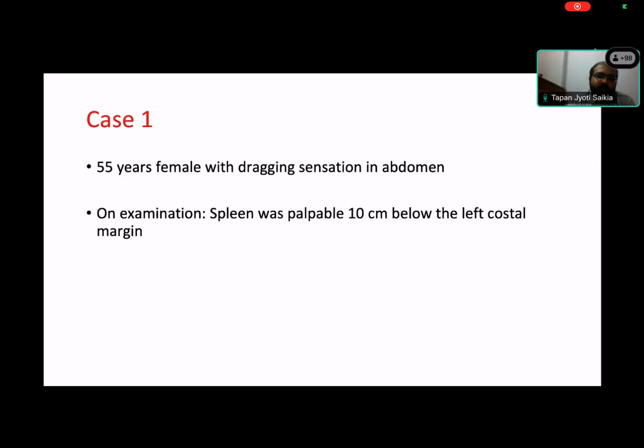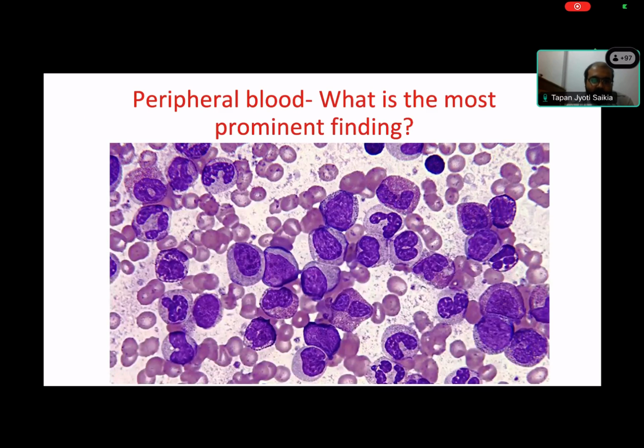Ma'am, a dragging sensation of the abdomen with splenomegaly, you will try to rule out the causes of splenomegaly. Correct. So we'll take further history to rule out any causes that can be hepatic, or congestive splenomegaly, or hematological disorders which can cause splenomegaly. Now we go to the peripheral smear with this kind of morphology. So what is your prominent finding here?